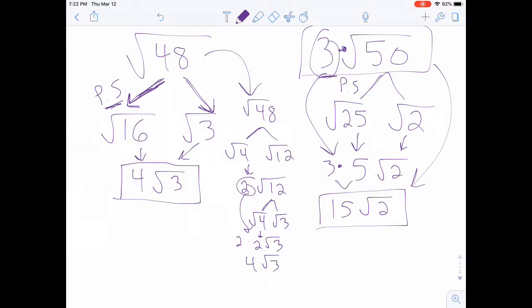So you can take a perfect square, but taking the largest perfect square simplifies the amount of work that you need to do to get to your simplest radical form.